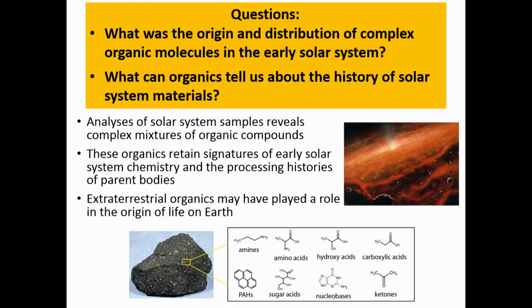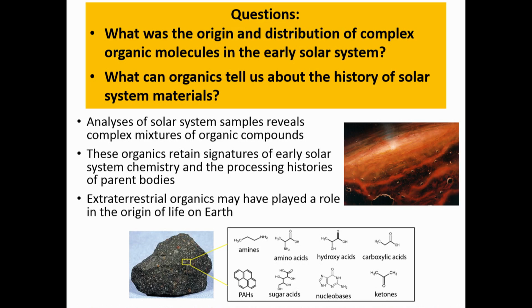And the questions that we're trying to answer when we're looking at organic compounds in these materials are really, what was the origin and distribution of complex organics in the early solar system? So that ties back to, what was the chemistry like when the solar system formed? And then also, what's happened since then? What can studying organics in these materials tell us about the chemistry that's happened in the last 4.5 billion years within some of these primitive bodies and solar system bodies?